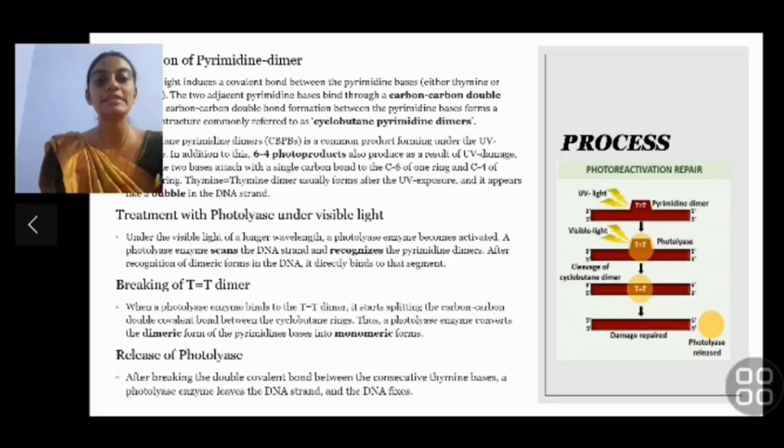Breaking of the thymine dimer. When the photolyase enzyme binds to the dimer, it will start splitting the carbon-carbon double covalent bond between the cyclobutane rings, and thus it will convert the dimeric form of pyrimidine bases into monomeric form. After breaking the covalent bond, it will be released, and thus the DNA gets fixed. That is the last step, the release of photolyase. And thus, with the help of the photolyase enzyme, the damage caused by the UV rays can be fixed.